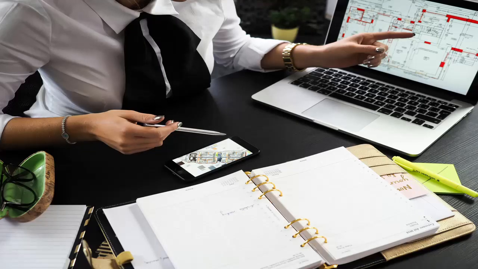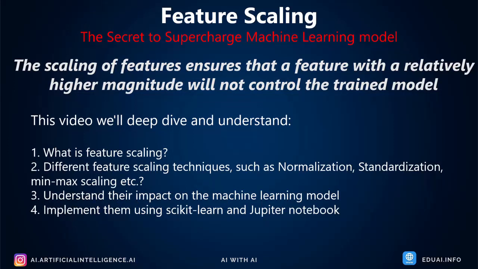the scikit-learn library. Just to give you a context, what is feature scaling? The scaling of features ensures that a feature with a relatively higher magnitude will not control the trained model. We want our algorithm to consider all the features with the same weight, with the same magnitude, right? And the magnitude should not have an effect on the accuracy of the model. That's why feature scaling is important.